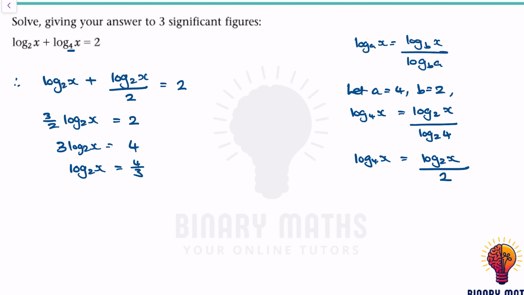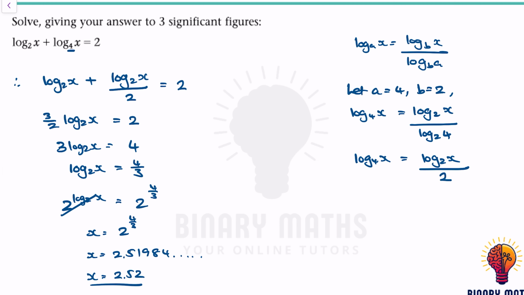Now to find x, I need to do 2 to the power of log base 2 to get rid of the log base 2, which is equal to 2 to the power of 4 over 3, which means x must be equal to 2 to the power of 4 over 3. Put that into a calculator, we get 2.51984 and so on, which means x is equal to 2.52 to 3 significant figures.